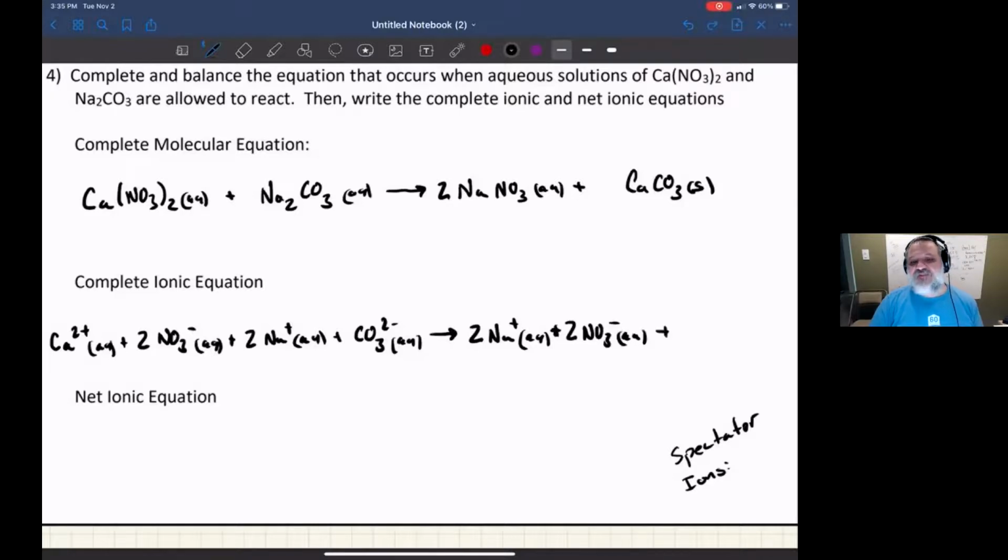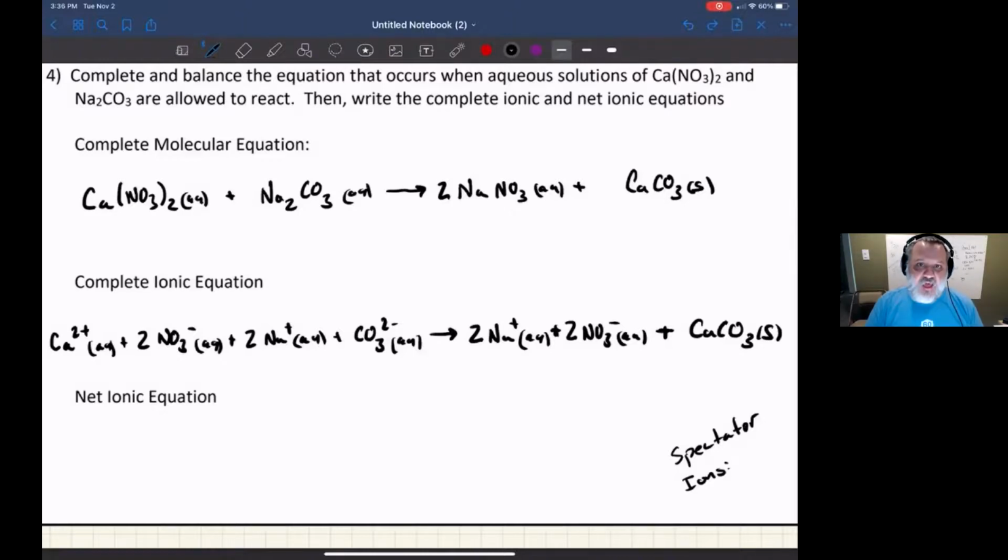Now, here we come to the solid. Remember, the solid is together in a lattice. So the cation and the anions, they're together, so we have to write them that way. In other words, if it's a pure solid or a pure liquid or a gas, we just write it down exactly as it appears. So there's your complete ionic equation.